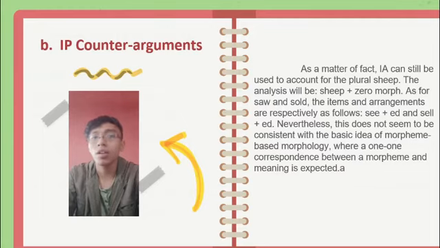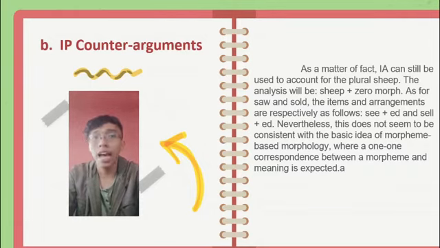In IA, or morpheme-based morphology, a one-to-one correspondence between form and function is crucial. The problem with the two sample words is that they have no visible item or morph to show plurality in sheep and past tense in saw.